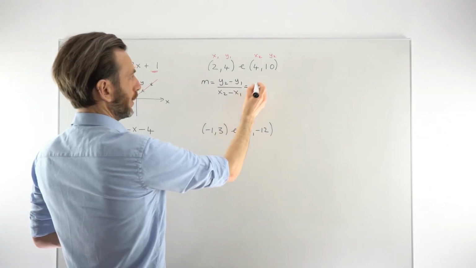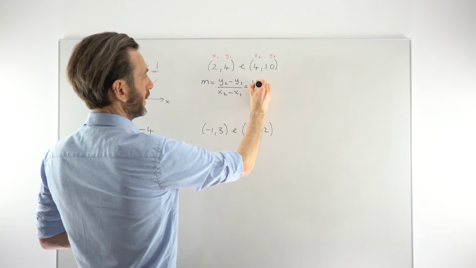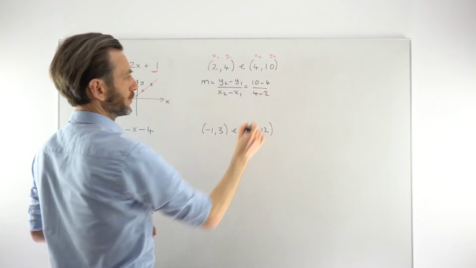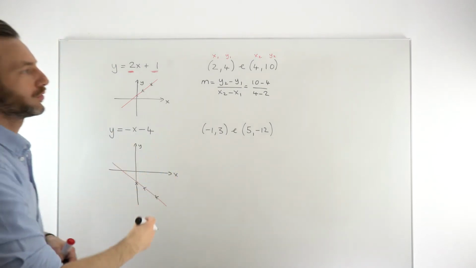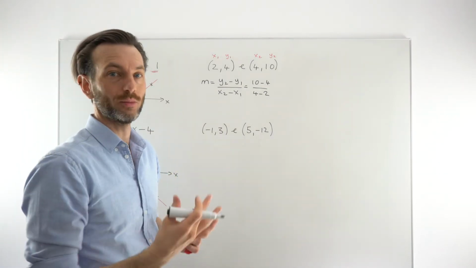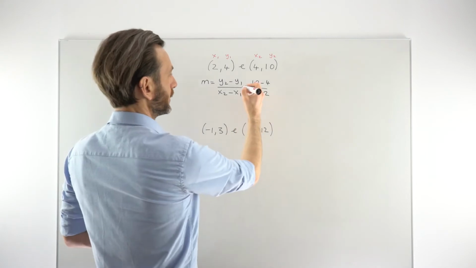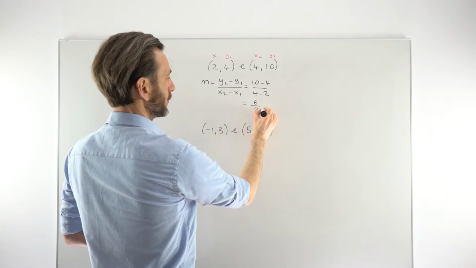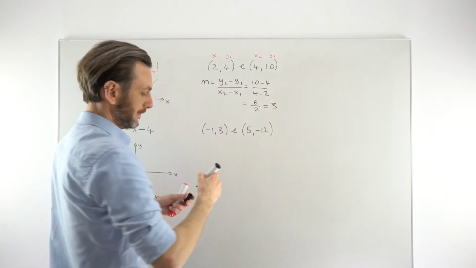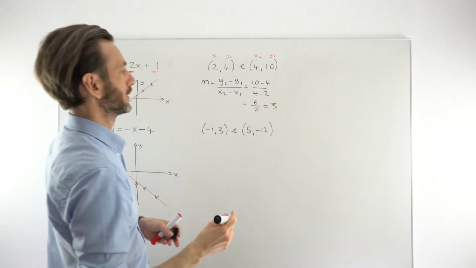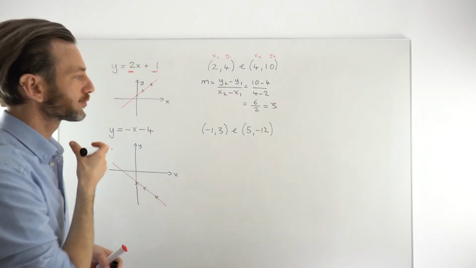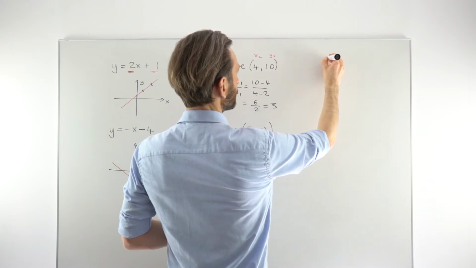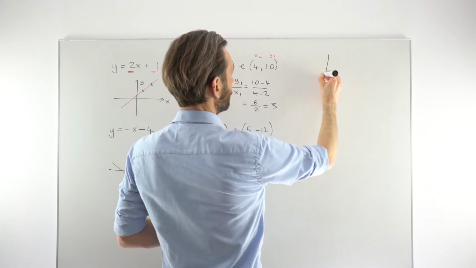So y2 minus y1, that's 10 minus 4. So 10 minus 4 divided by x2, which is 4, minus x1, which is 2. Process that all the way through. It usually comes out to be a whole number, but it could be a fraction or a decimal. So 10 minus 4 is 6, 4 minus 2 is 2, so that one comes out to be 3. So what we're going to do at this point is maybe just draw a quick sketch to get orientated. We're not quite finished yet, but this will help to make sure that the answer makes sense.